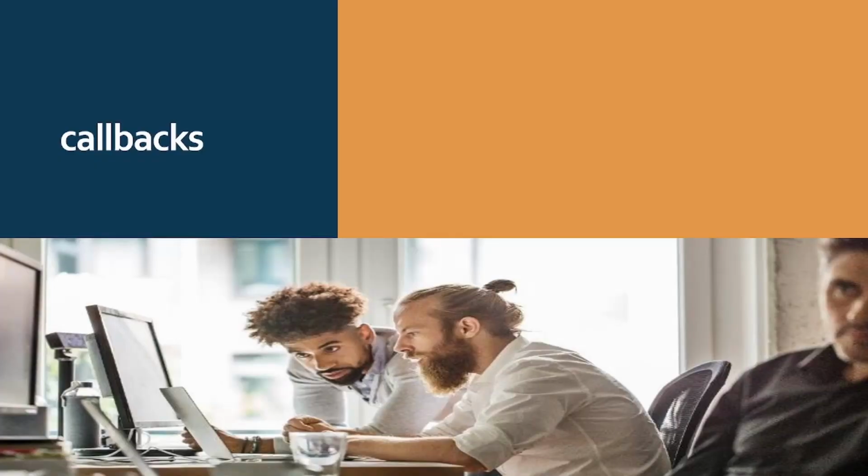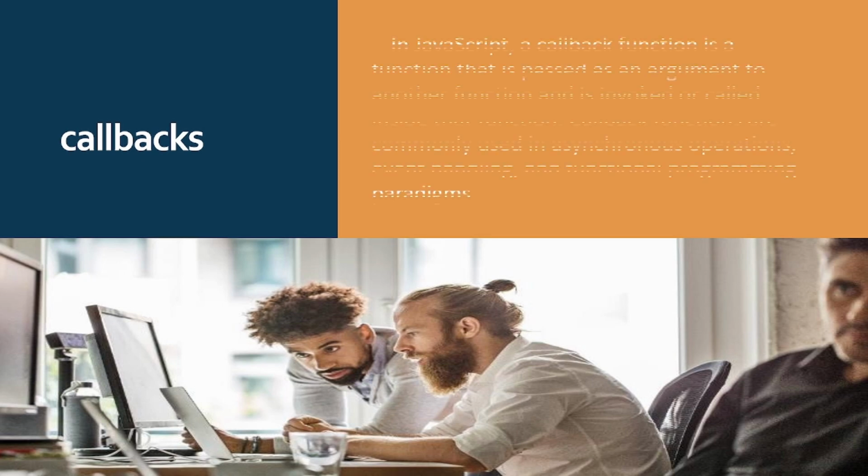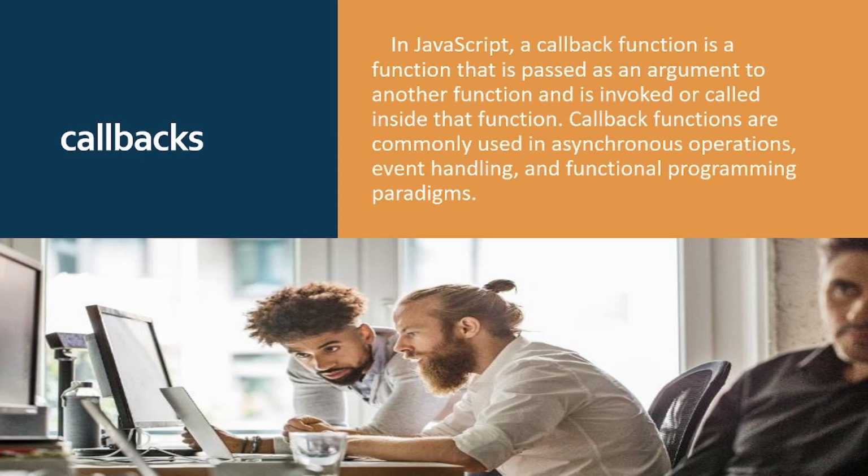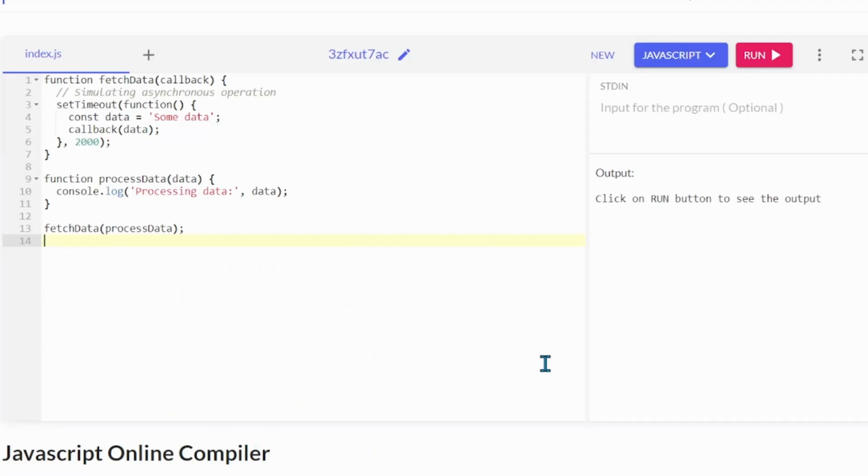In JavaScript, a callback function is a function that is passed as an argument to another function and is invoked or called inside that function. Callback functions are commonly used in asynchronous operations, event handling, and functional programming paradigms. Let's have a quick look at this. This is an example of a callback function.